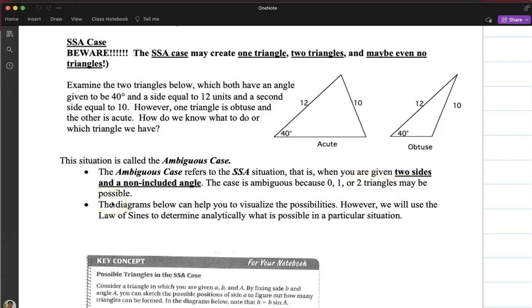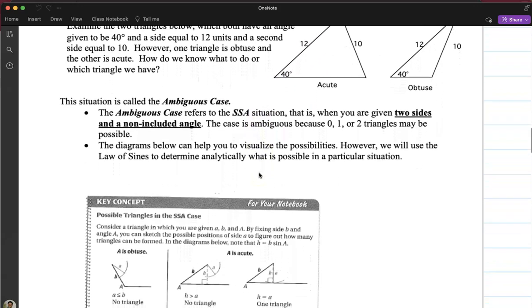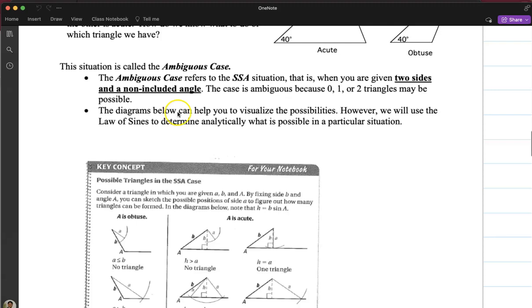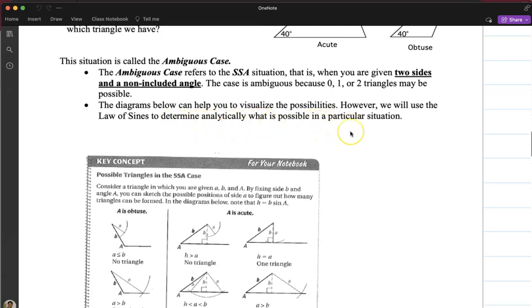The given angle is not between the two sides. If the angle was between them, it would be SAS, and you can apply the cosine rule, and that will be unique. But SSA makes it non-unique. The diagram below will help you to visualize the possibilities. However, we'll use the law of sines to determine analytically what is possible in a particular situation.